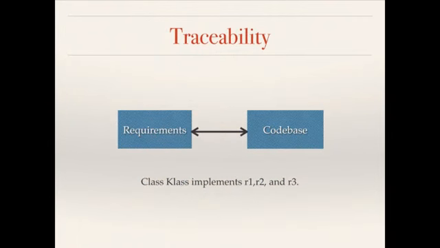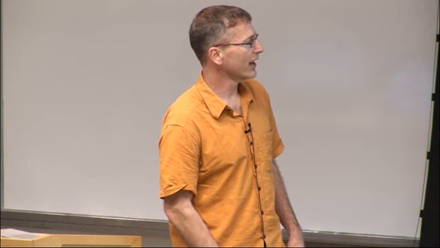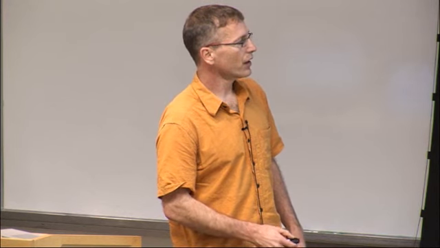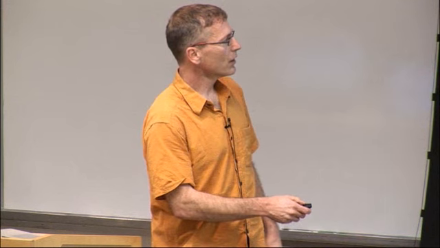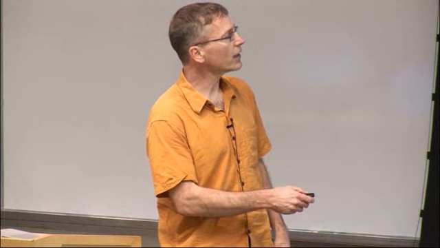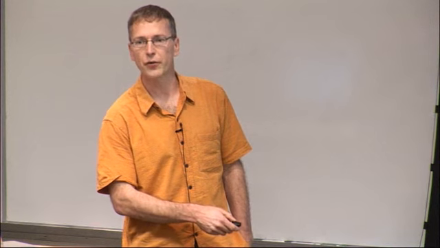So in the beginning of a project, ideally you have requirements and you have a code base. And so the traceability problem, which you've heard a lot about in pieces today, Jane and Dennis, is finding this linking of the requirements to the code base. And here's a particular example. Class implements requirements 1, 2, and 3. So that's some class here in the code base.